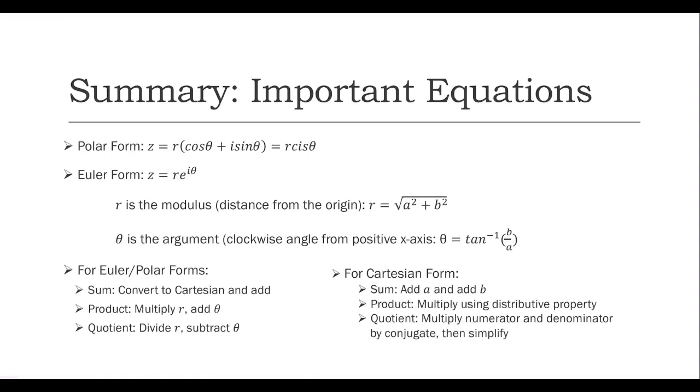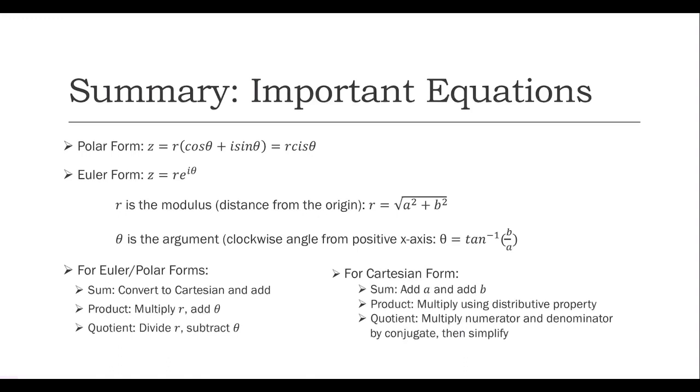In summary, our polar form is where z equals r times the cosine of theta plus i sine theta, which is the same as r cis theta. And Euler form is z equals r times e to the i theta, where r is the modulus and theta is the argument. For our Euler and polar forms, when we want to add them, we convert to Cartesian and then add. If we want to find the product, we'll multiply our radius values and add our thetas. If we want to divide, we'll divide our radius and subtract our theta values.